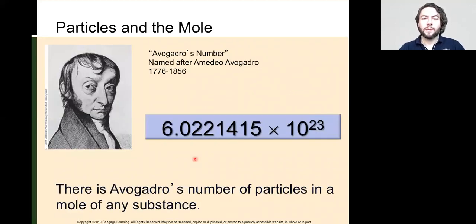So Avogadro's number was named after Amedeo Avogadro, who discovered this concept and applied it to different systems. He was around quite some time ago. He determined that the number was this number, and we'll find out in a minute just exactly why that number is the number that it is. And so there is Avogadro's number of particles in a mole of any substance. So this is important. If you have a mole of carbon, a mole of hydrogen, a mole of silicon, a mole of magnesium, you will have the same number of particles. They may weigh differently, they may have different masses, however, they will be the same number of particles.